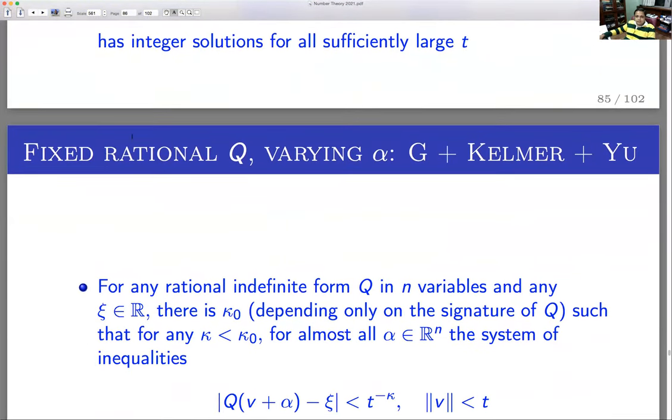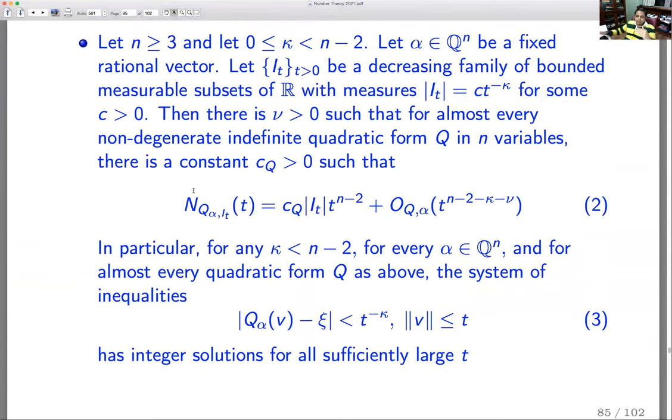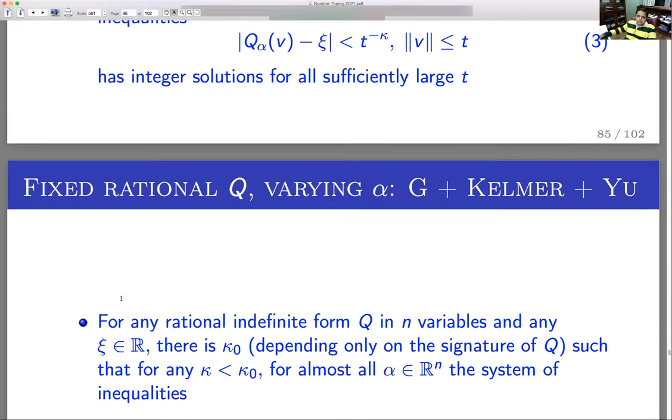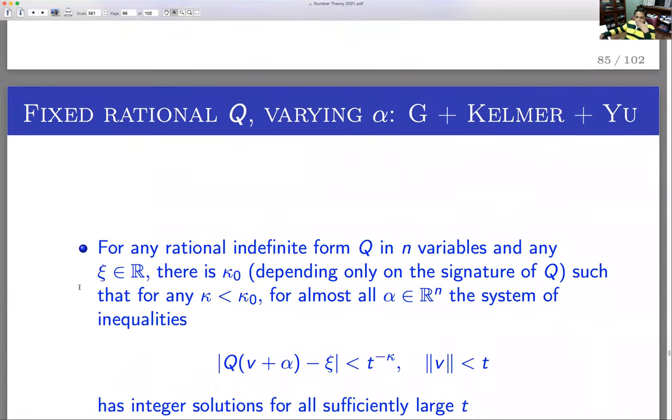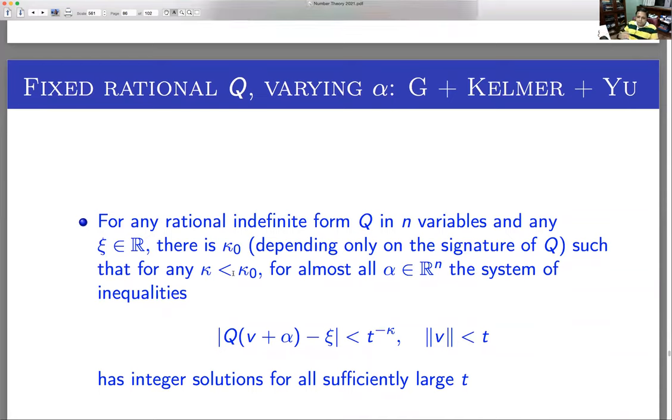The second result is a result where you fix a rational quadratic form and allow the shift to vary. And this uses a completely different method. This method is based on this philosophy of Athreya, Margulis and Kelmer, Yu, and uses a kind of higher moment formula, not on the space of unimodular lattices, but on a congruence quotient of SL_n(R). I'll try to explain briefly what that is. And this method uses a spectral technique, which was used in the work of Gorodnik, Nevo, and myself. Here, in the situation of a fixed rational form and varying alpha, one uses spectral techniques to prove an effective Oppenheim result.